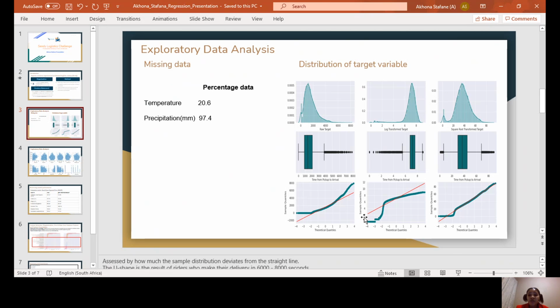I then looked at the distribution of the target variable, and the raw target seems a bit normal. However, it looks skewed to the right, while the log transformation of the variable is skewed to the left. I also looked at the square root transformation of the variable. It looks more normal than the other variables. However, it has two peaks.